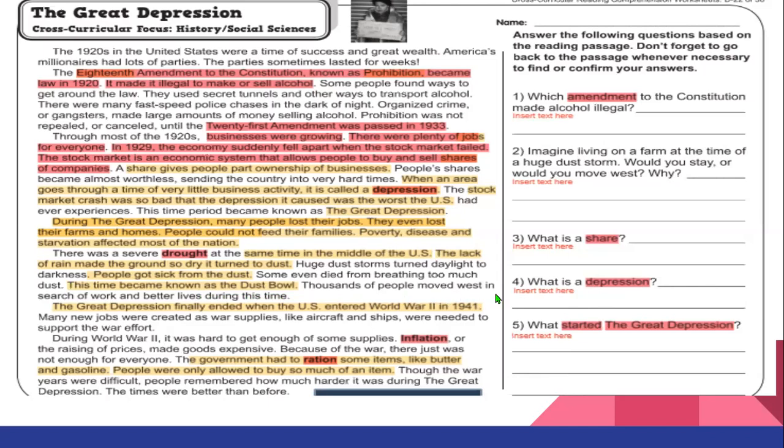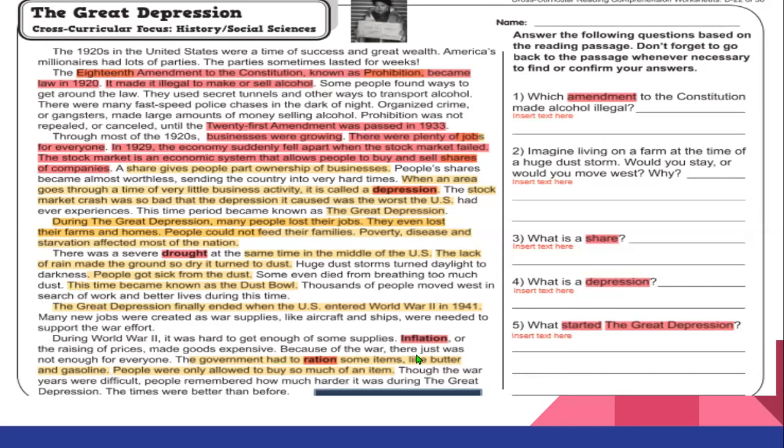Thousands of people moved west in search of work and better lives during this time. The Great Depression finally ended when the US entered World War II in 1941. Many new jobs were created as war supplies like aircraft and ships were needed to support the war effort. During World War II, it was hard to get enough of some supplies. Inflation, or the raising of prices, made goods expensive.